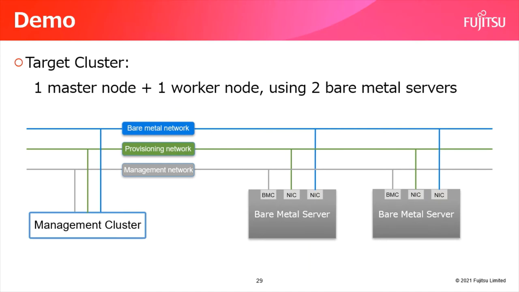of the total environment. There are three networks. The management network is used to access all the BMCs of the bare metals. The provisioning network is for PXE boot and should be able to access Ironic. And the bare metal network is used as the default network for the bare metal server after provisioning finishes. The target Kubernetes clusters stay in this network. All the networks can be accessed from the management cluster.